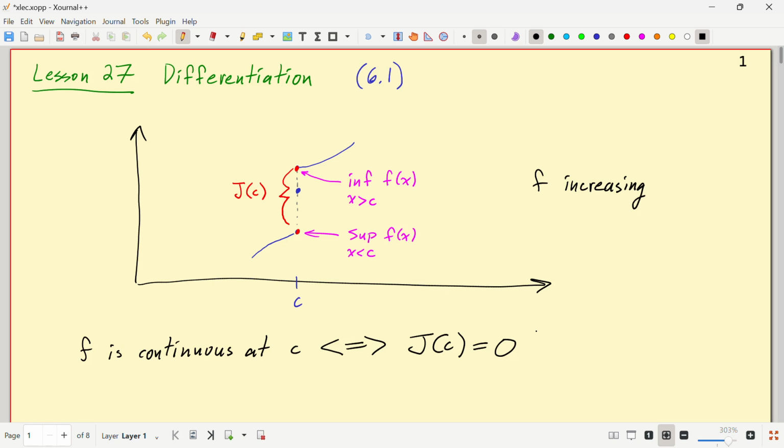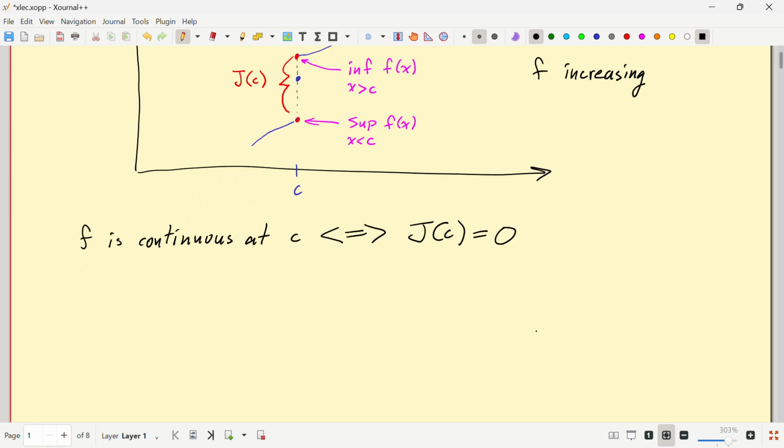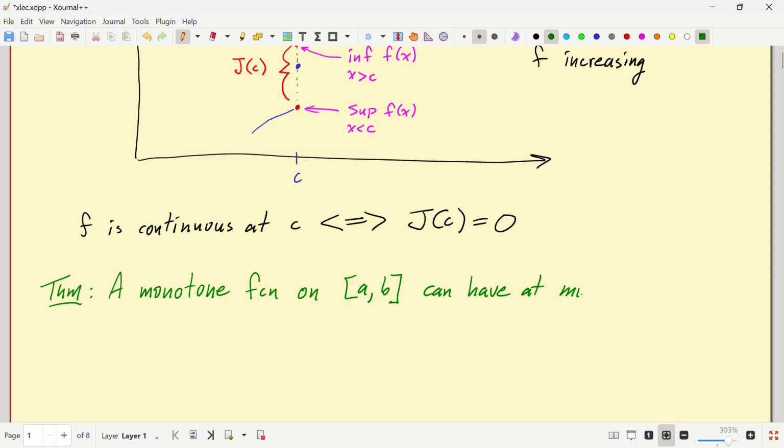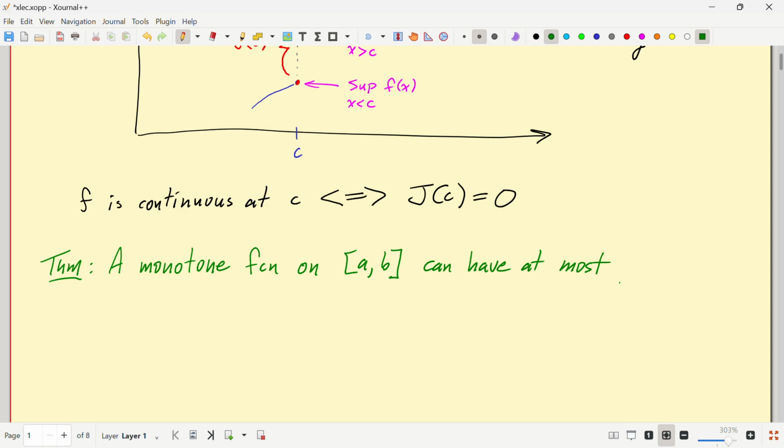And now I'm going to demonstrate the famous fact that I mentioned, called the theorem. A monotone function can have at most countably many jumps on a closed interval [a, b]. At most countably many, so it could be a finite number, or it could be a countably infinite number.